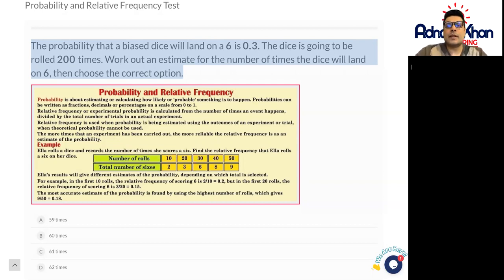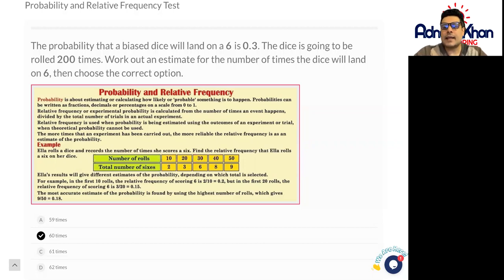So in this case, we know that the dice is actually going to land on 6, but it's going to be rolled 200 times. So we need to estimate how many times it's going to land on 6. And the bias is 0.3. So how do we actually work this out?